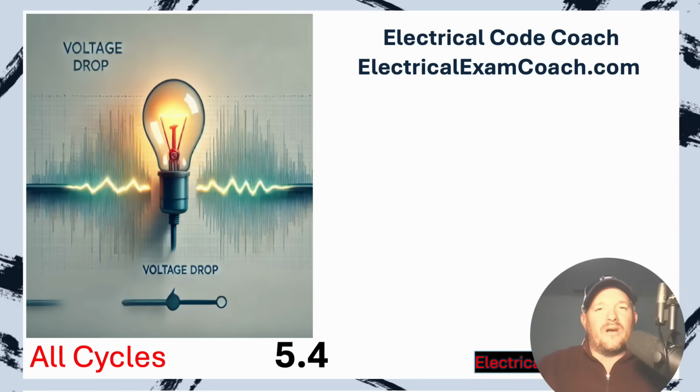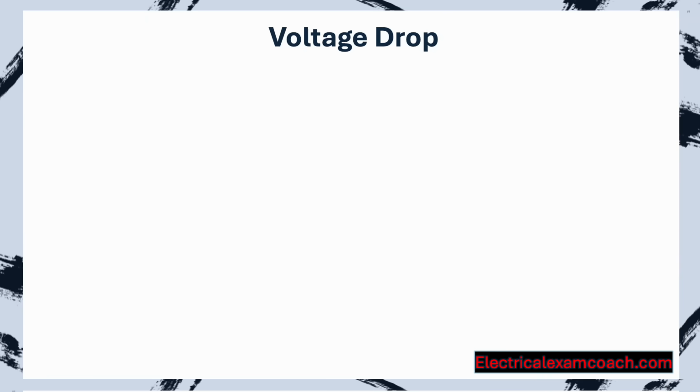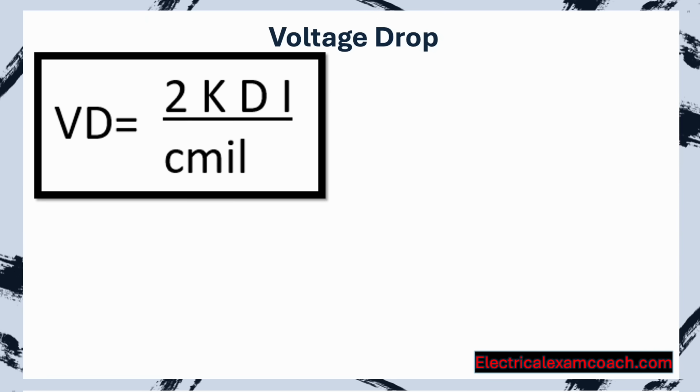And in this lesson, we're going to be learning all about voltage drop. Let's get to it. If you were to do an internet search for a voltage drop formula, you would likely find this one right here. Voltage drop equals 2KDI over C mil. And that is an excellent formula.